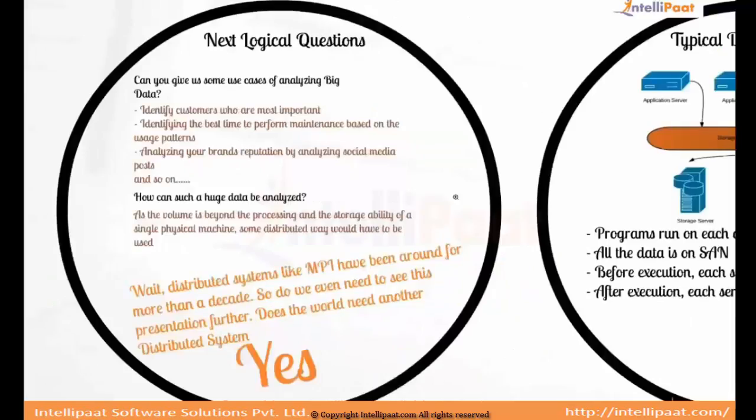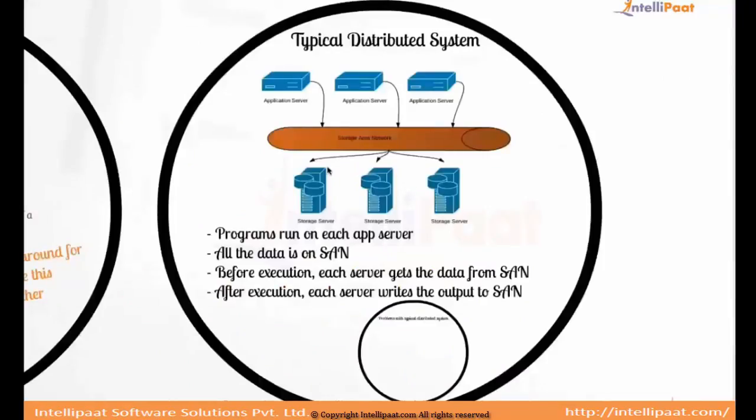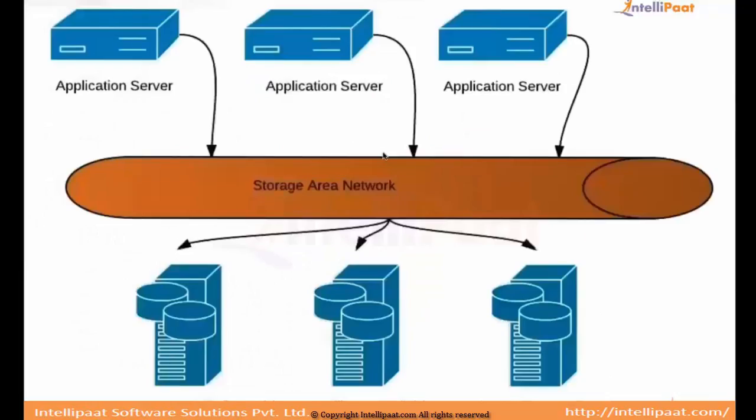So if you really see, you have your application server, you have your storage server. Your data would be stored in a storage area network. So let's say you had 50 terabytes of data that would get stored in a centralized location like a SAN, and then you would have your app servers: app server 1, app server 2, app server 3. These app servers are operating on data which is on SAN.